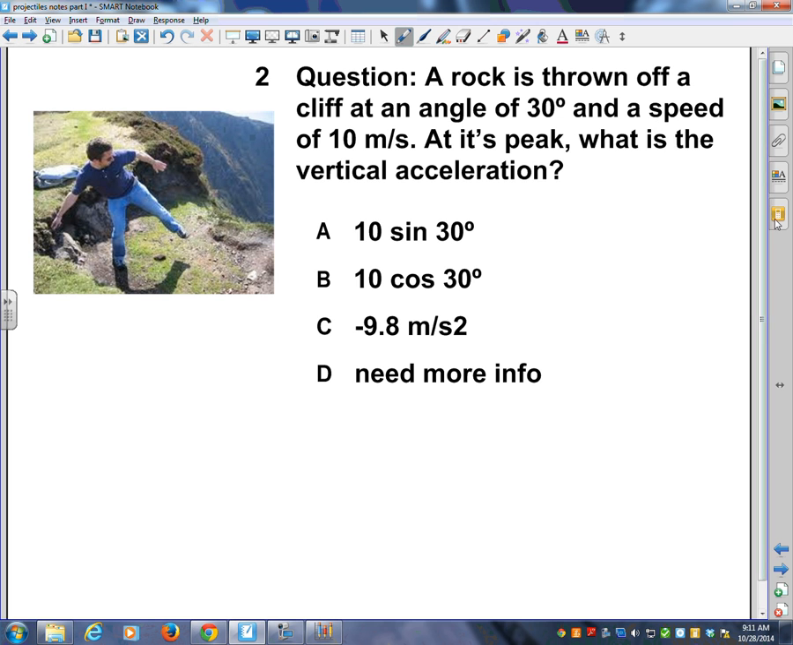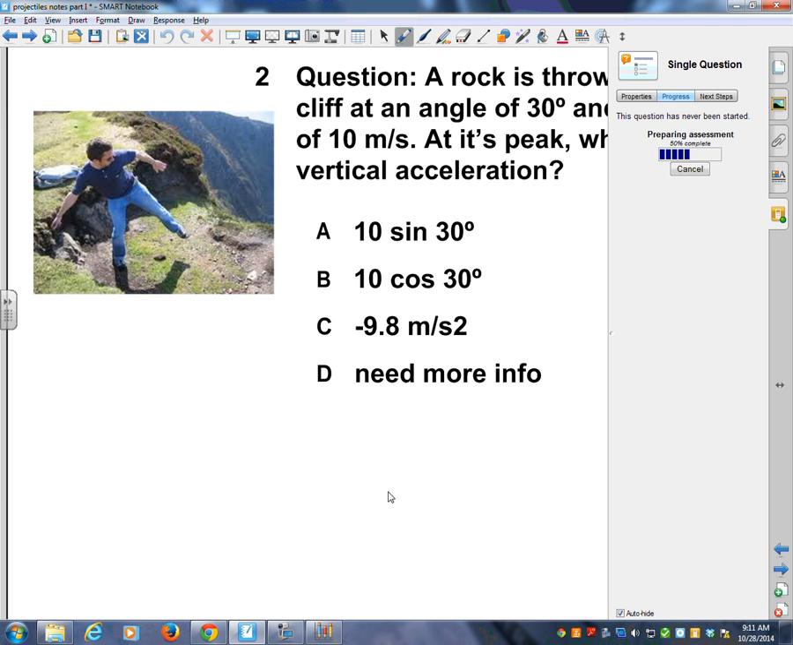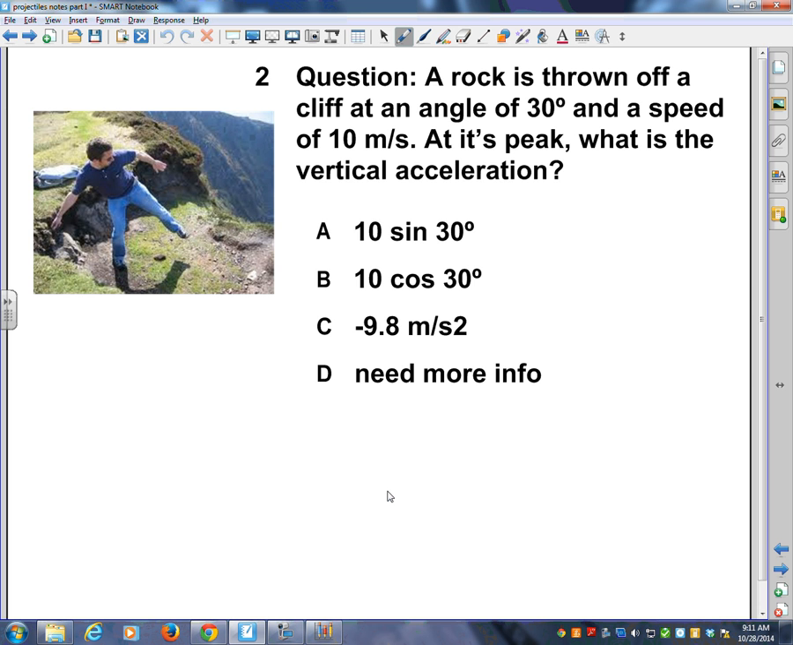Okay, so now how about a different one? And some of this we went over yesterday. A rock is thrown off a cliff at an angle of 30 degrees. There's the guy. Hopefully there's nobody down below.